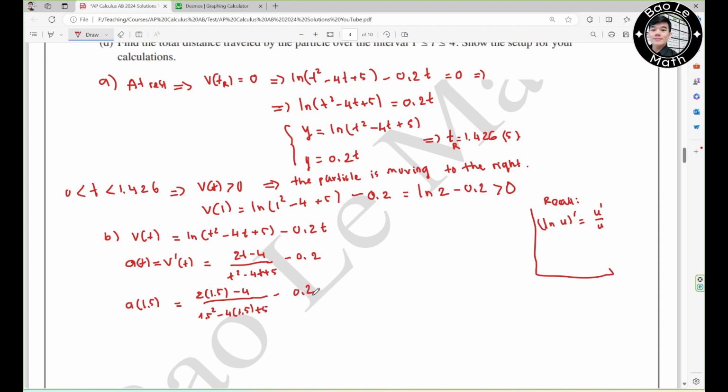Minus 0.2. Alright, now 2 times 1.5 is going to be 3. 3 minus 4 is going to be negative 1, over this is 2.25, and this is negative 6 plus 5, which is going to be negative 1. So it could be 1.25 minus 0.2. Negative 1 divided by 1.25 is going to be negative 0.8, minus 0.2. So it's going to be negative 1.